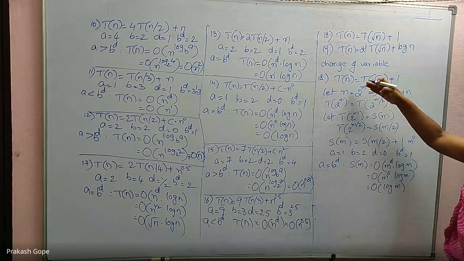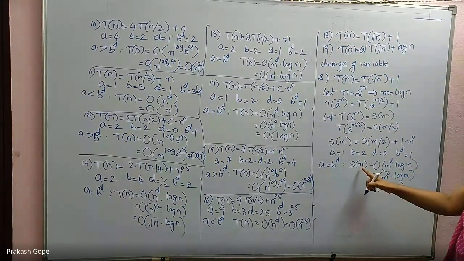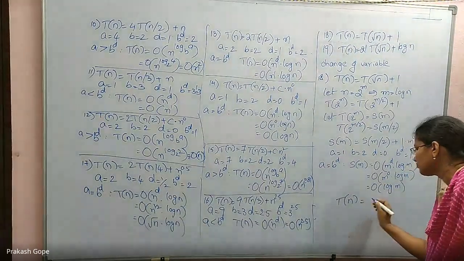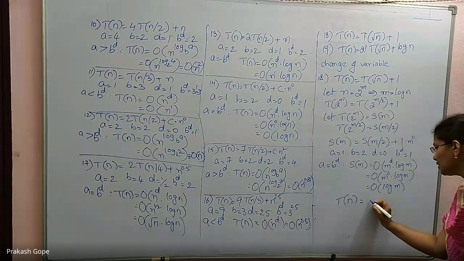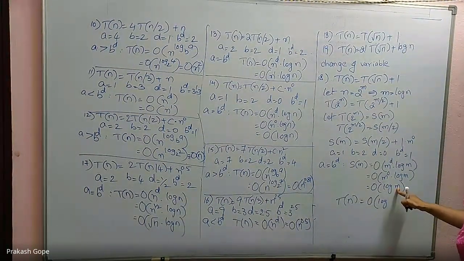But I want the answer in terms of n. I need to change it back to n. Correct? So if S of m is equal to this, T of n is equal to, keep everything in terms of n, big O of log, what is m in terms of n?